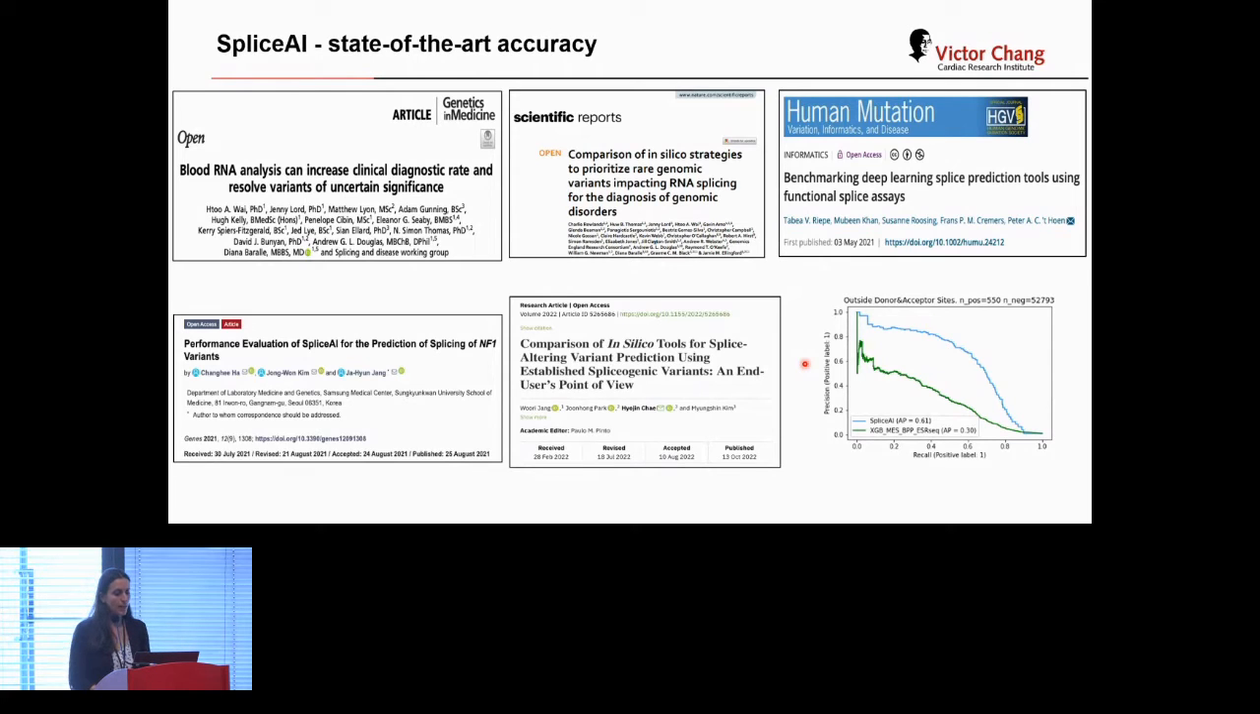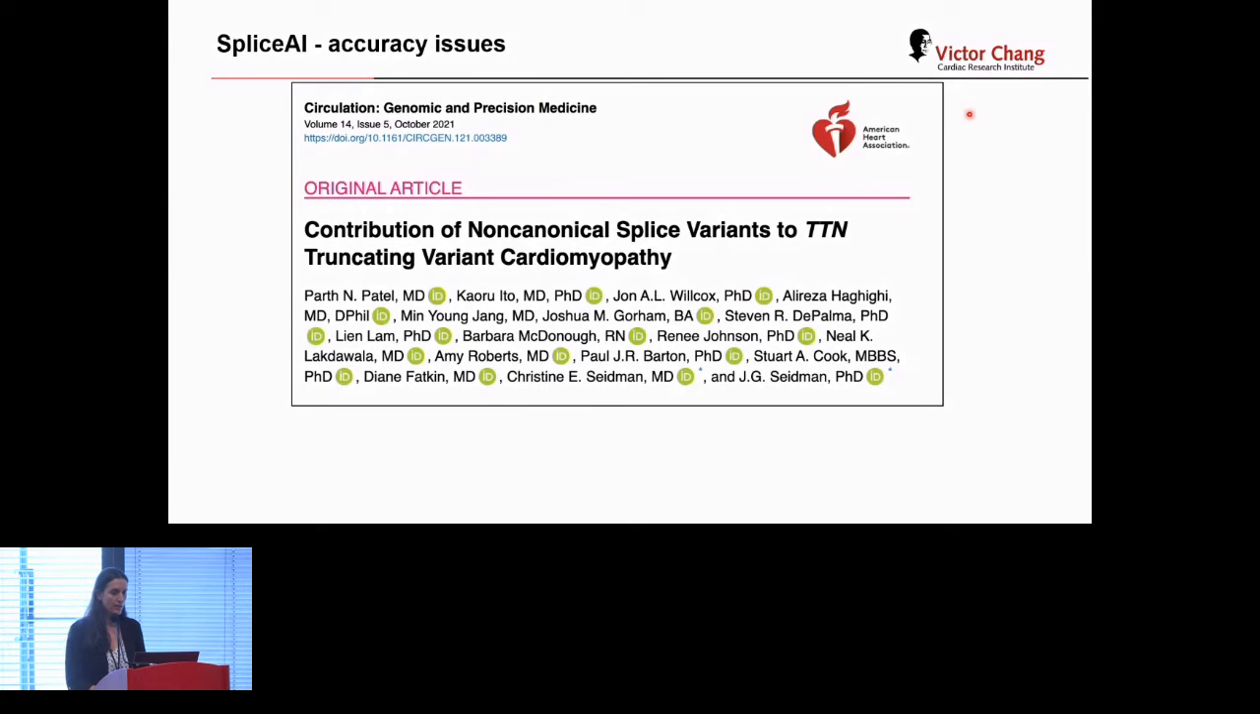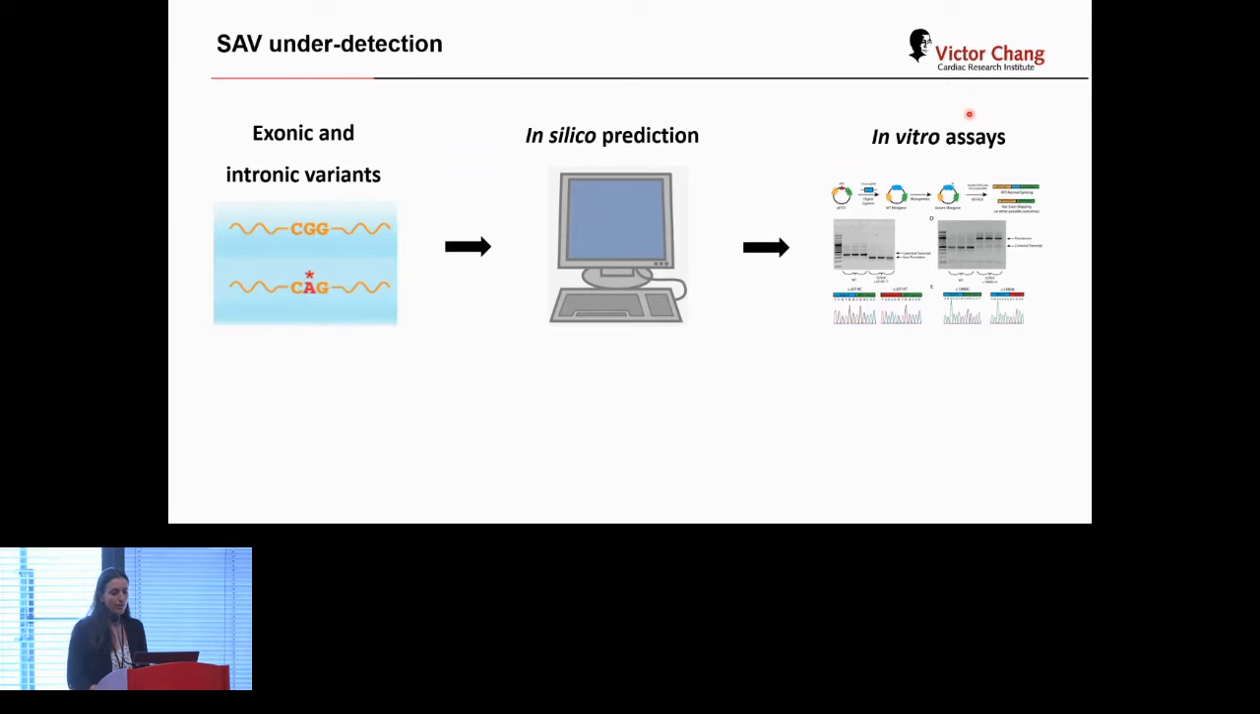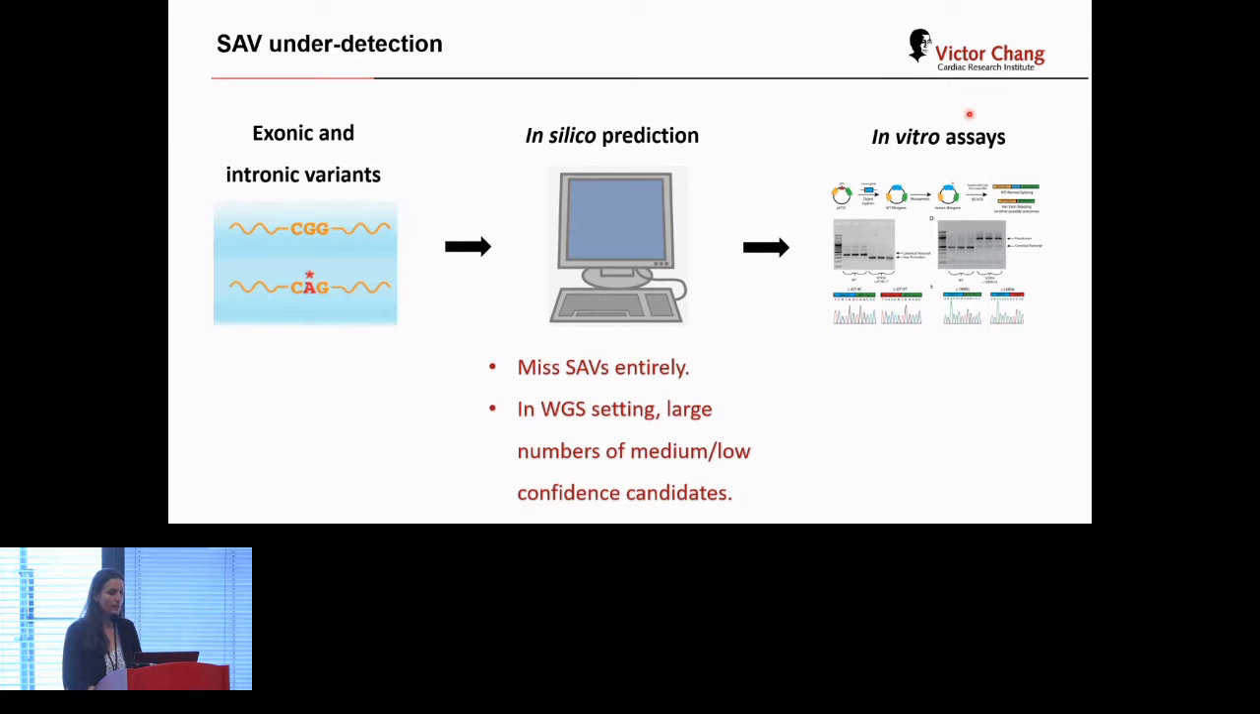It has been used widely by many diagnostic labs, and we use it in our pipelines, but we are all identifying some accuracy issues. For example, in this study where splice-altering variants in titin that can lead to cardiomyopathy were validated, SpliceAI was found to have very poor sensitivity for the validated splice-altering variants. So the problem is that in silico prediction can miss a lot of these variants entirely. And we also end up having very large numbers of medium-low confidence candidates.